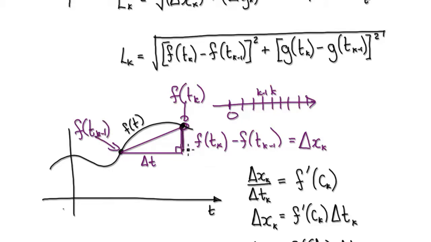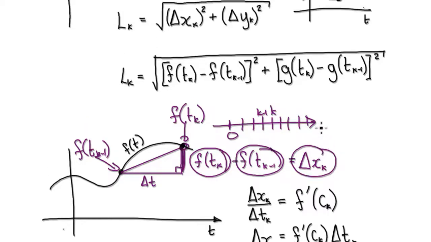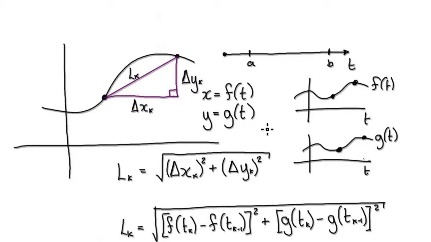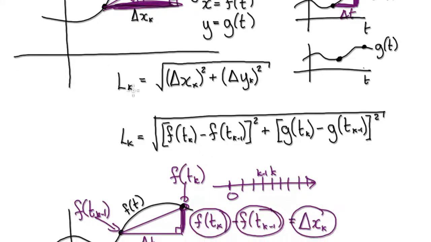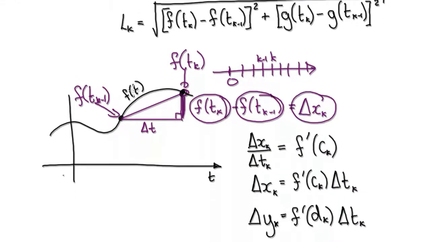So if you want to know this height, the height is given by f of tk minus f of tk minus 1, and that really means delta xk. That means this thing here. So this height here represents this thing here, and this thing here is actually delta t, and the height here is actually this width here. Okay, so bear with me.